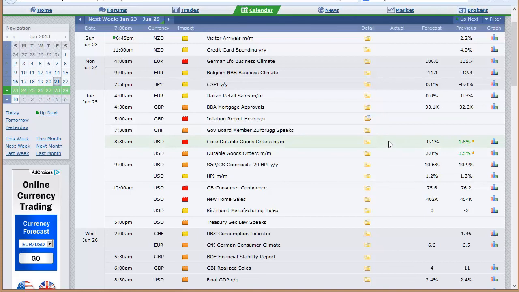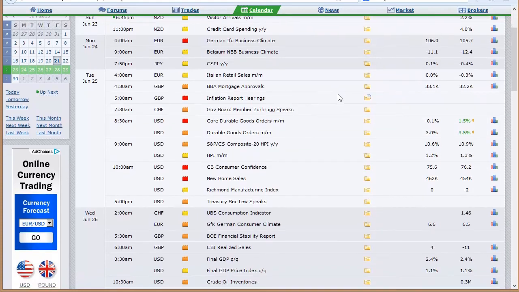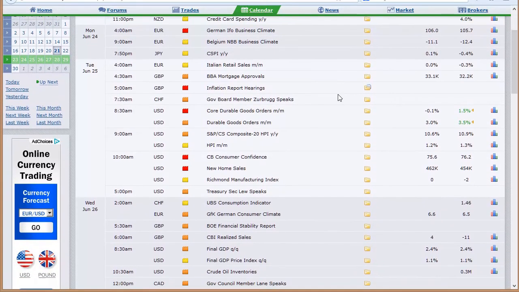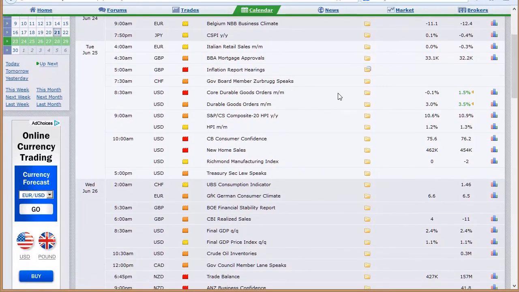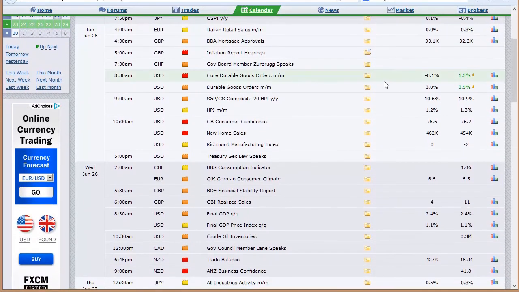On Sunday we've got New Zealand visitor arrivals and credit card spending. That's not really a big deal. Monday we've got the German and Belgian business climate numbers, and then the CSPI out of Japan. That's really nothing. Nothing in the U.S. as well that whole day. That's 5 data points that gets us all the way till Tuesday. You don't see that very often.